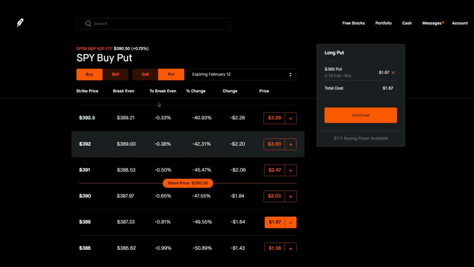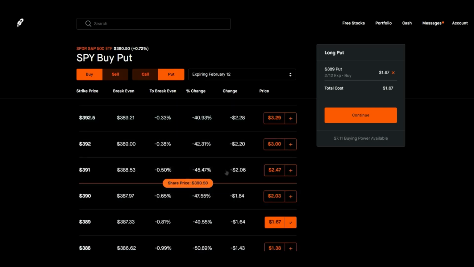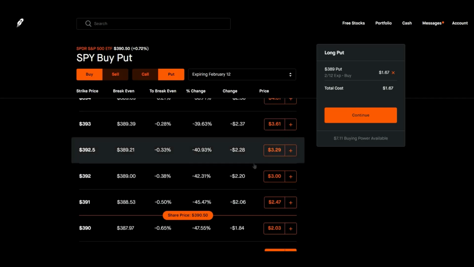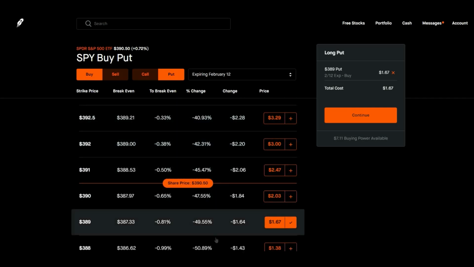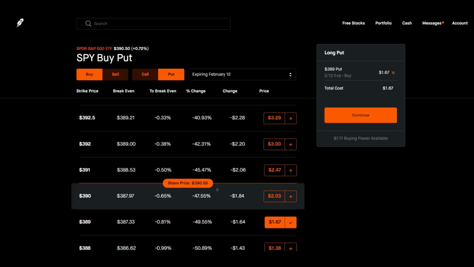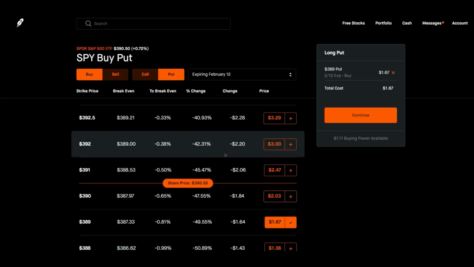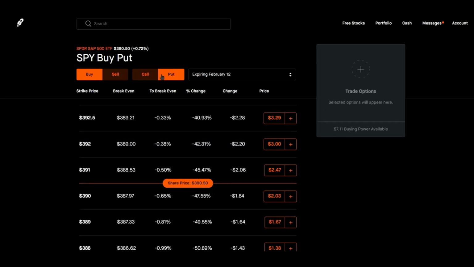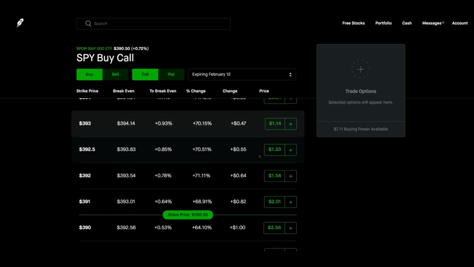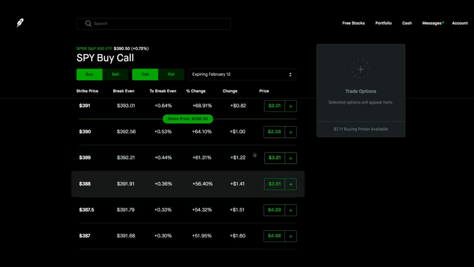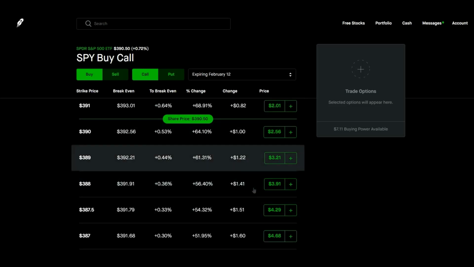So as you can see, the puts above the share price are going to cost more because the share price is going down. It's going farther away from those puts. Puts is basically betting on the share price to go down. And likewise for the calls. As you can see, it flips. Now all of the higher costs of the premiums are below the share price.